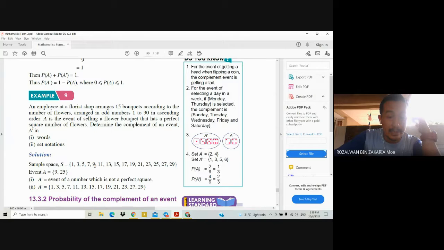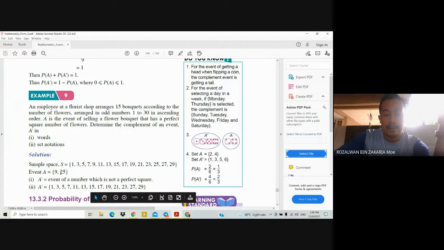So 9, okay. 11 cannot, 13 cannot, 15 cannot, 17 cannot, 19 cannot, 21 cannot, 23 cannot, but 25, 25 is a perfect square number, because the square root of 25 is a round number equal to 5. So that's why the elements for the event A are 9 and 25. So you have to write like this, use the set notation, then write 9, 25. So this one is the event A.